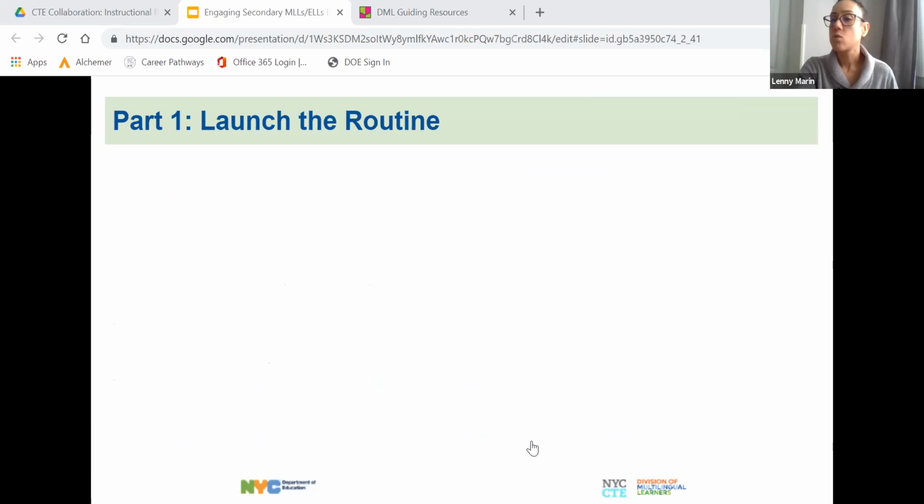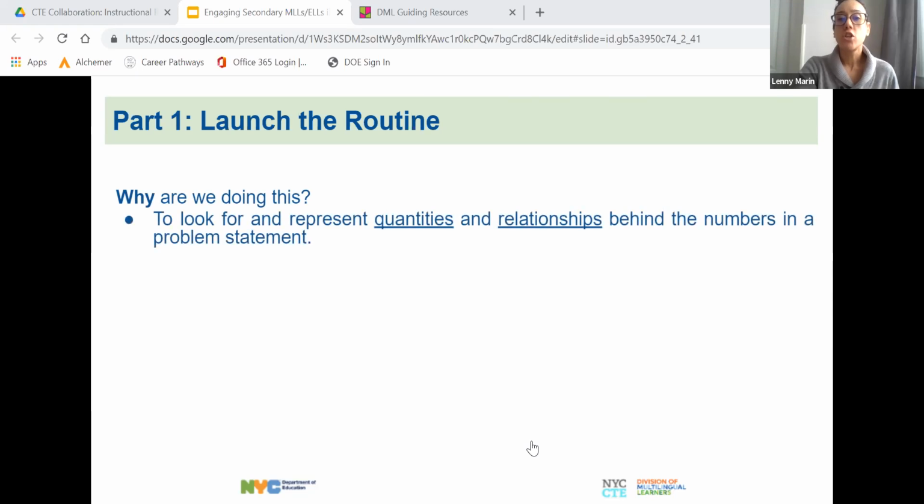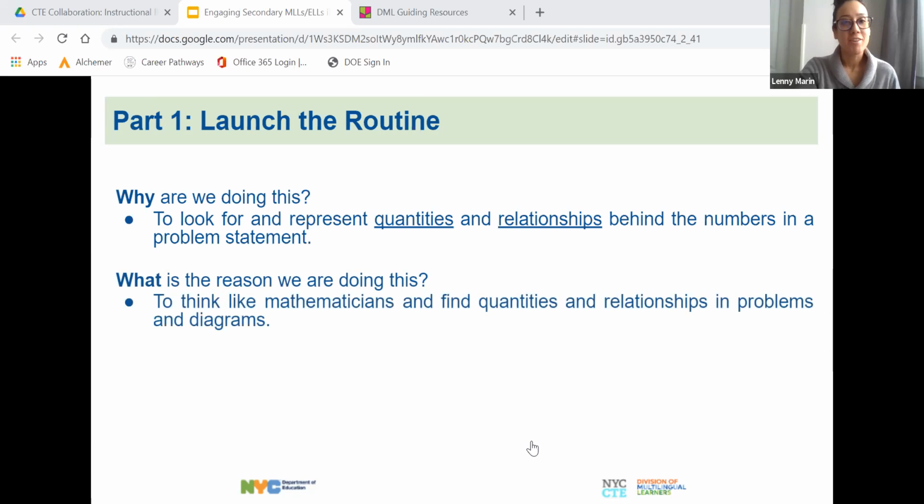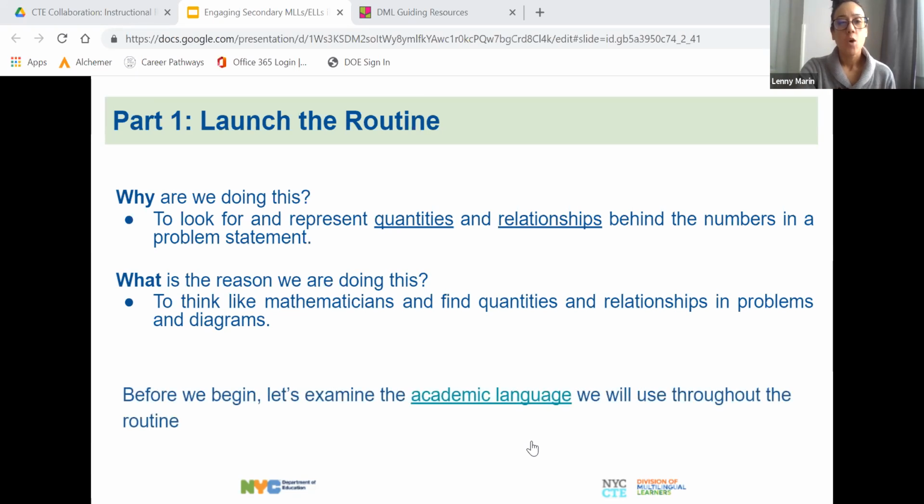the thinking goal as well as the format. So why are we doing this routine? We're doing this to look for and represent quantities and relationships behind the numbers in a problem statement. What is the reason we're doing this? Well, as we know, we're all mathematicians here. And so to think like mathematicians, we want to be able to find quantities and relationships in problem situations and in diagrams.